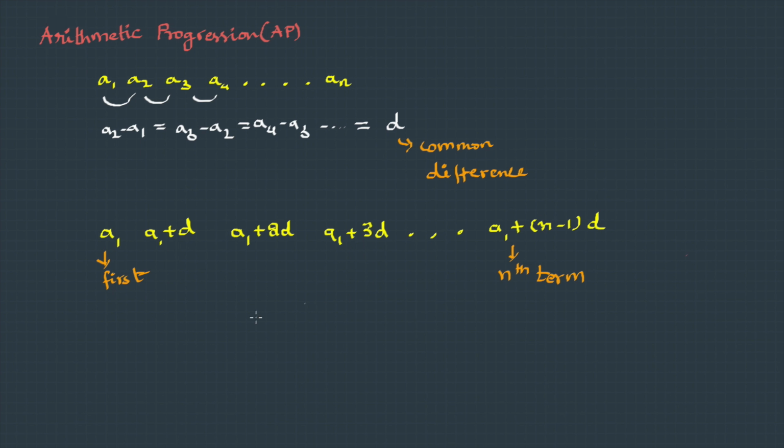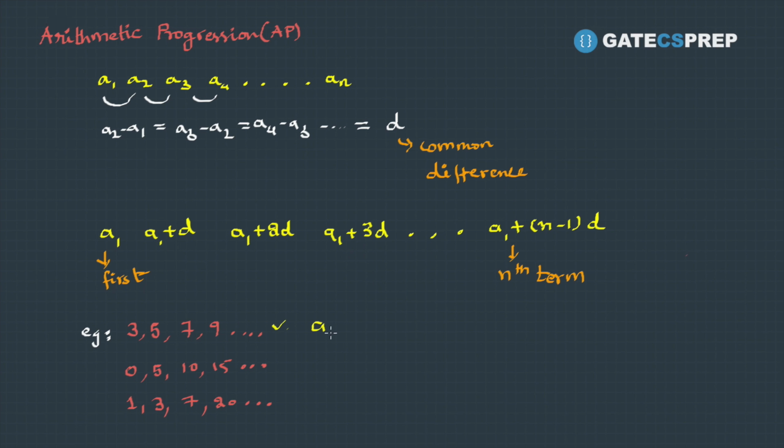Let me give you some examples. Here we have a series 3, 5, 7, 9 and so on. If you look at the common difference, 5 minus 3 is 2, 7 minus 5 is 2, 9 minus 7 is 2. The consecutive number difference is the same. Therefore, this is in AP. Here the first term is 3 and the common difference is 2.